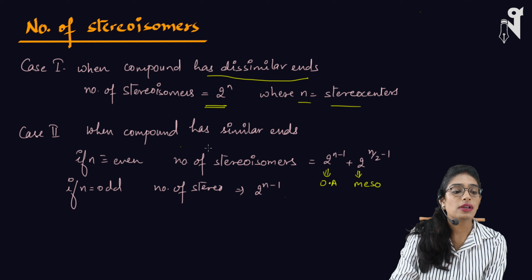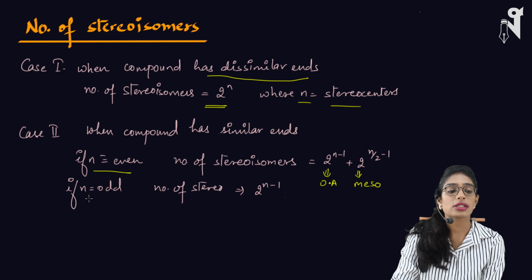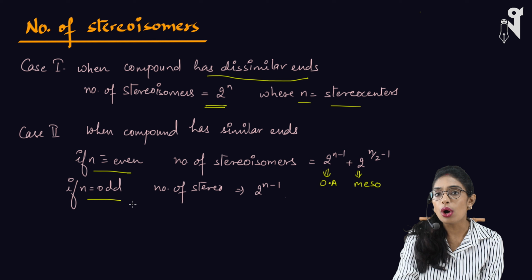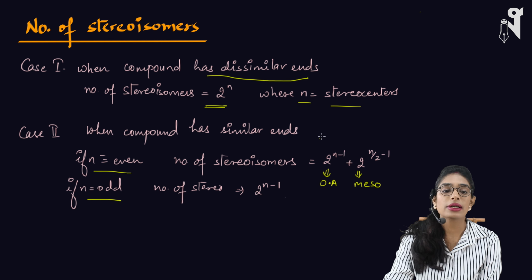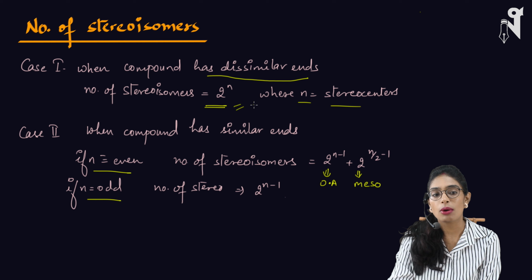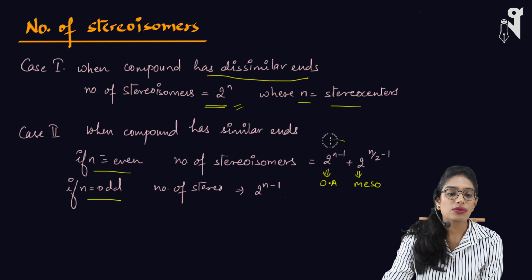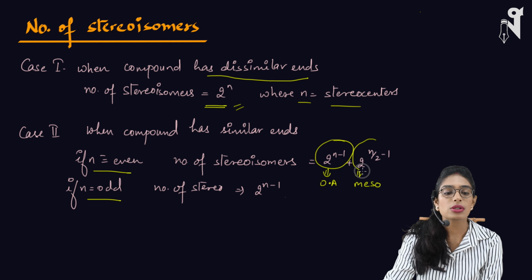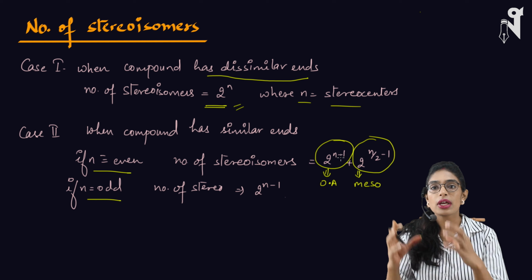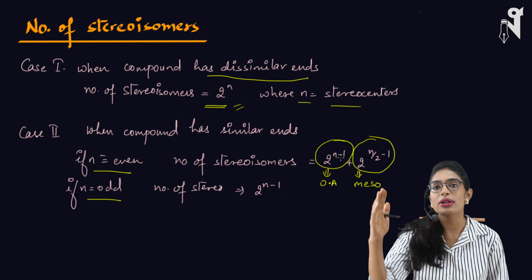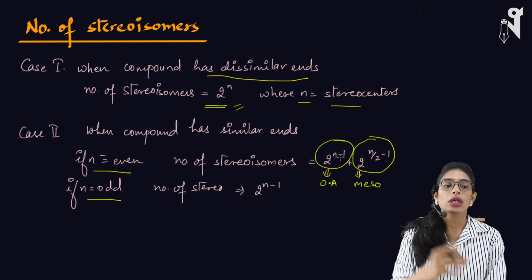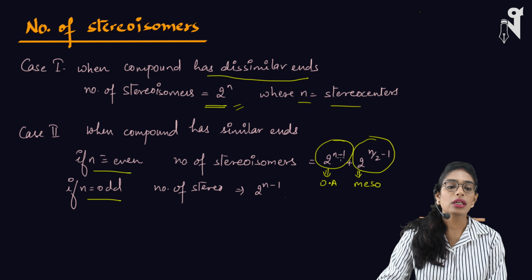Now if the compounds have dissimilar ends, then there can be two cases: n is even, or n is odd. When n is even, the formula will be 2^(n-1) plus 2^(n/2 - 1). This is a little different formula, the same as what we had done in optical isomerism. Here 2^(n-1) represents the optically active isomers, and 2^(n/2 - 1) represents the meso compounds. So here you get the count of meso and optical isomers separately. If somebody asks you how many meso stereoisomers there are, you can see using this formula.